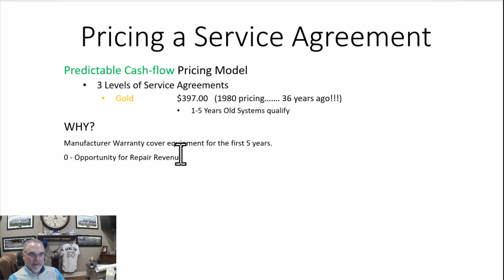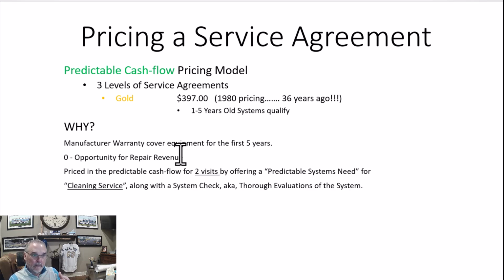Service agreements would be nothing if you had no chance to repair anything, so price in the predictable cash flow for 2 visits by offering predictable system needs. Those needs are cleaning service, along with the system check, aka a thorough evaluation of the system. In order for this to happen, you have to build the cleaning price into this as well.